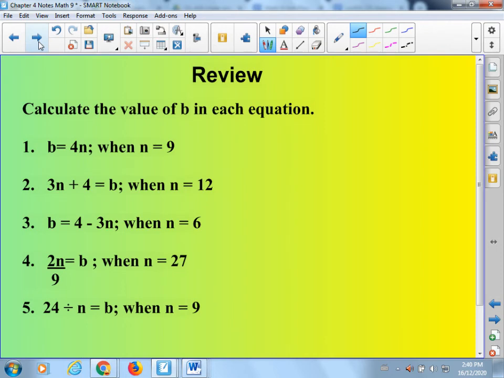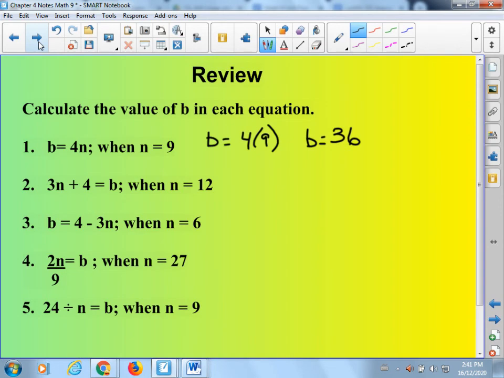Calculate the value of b in each equation. So we've also worked a little bit with this, and this is just substitution. So they're going to give you an equation and tell you the value of one of your variables, your letters, one of your unknowns, and ask you to solve it. So b equals 4n when n is equal to 9. So what that actually means is that b is equal to 4 multiplied by 9. So b is equal to 36.